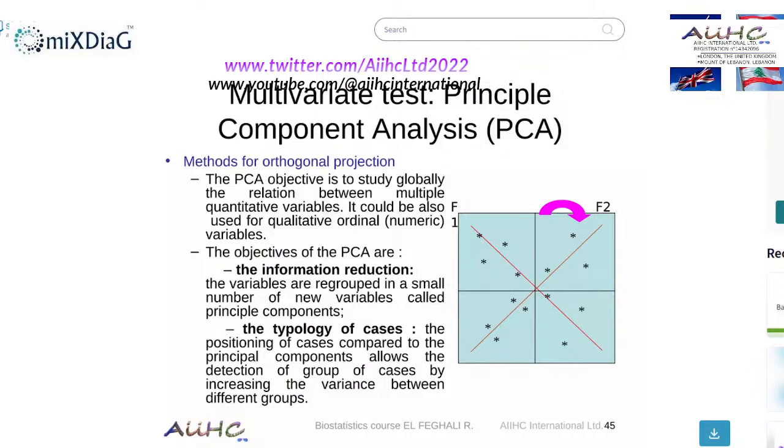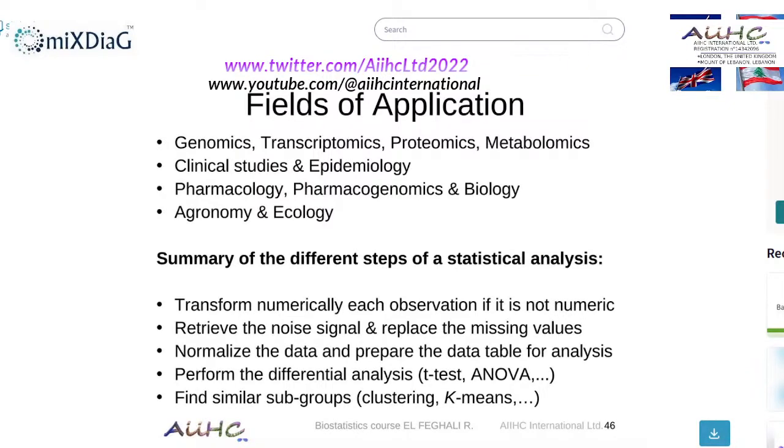Anyway, we've ended here our first lecture and the fields of application: genomics, transcriptomics, proteomics, metabolomics, clinical studies, epidemiology. Here it was more or less an epidemiological study regarding the violence of the police administration on the civilians. So it was more or less the study we've done. It can be used in epidemiology, pharmacology, pharmacogenomics, biology, agronomy, ecology, and many other fields.